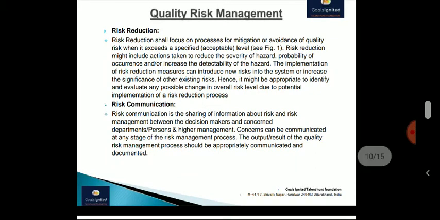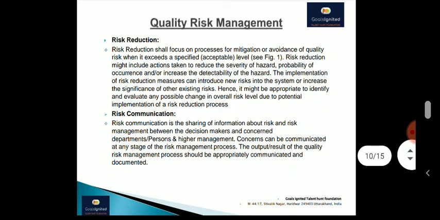Then risk reduction is another part of the risk assessment. Once you have identified and controlled, then you are required to have a process for the risk reduction. So the risk reduction shall focus on the processes for mitigation or avoidance of the quality risk when it exceeds a specified acceptable level. Risk reduction might include actions taken to reduce the severity of the hazard, probability of occurrence, etc.